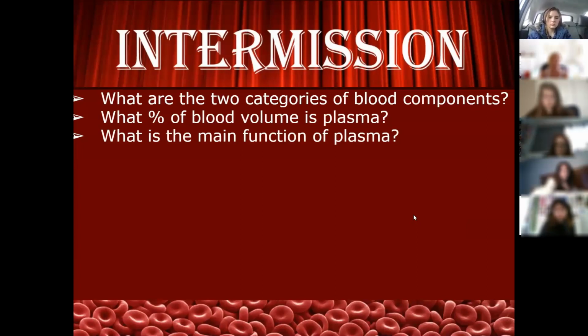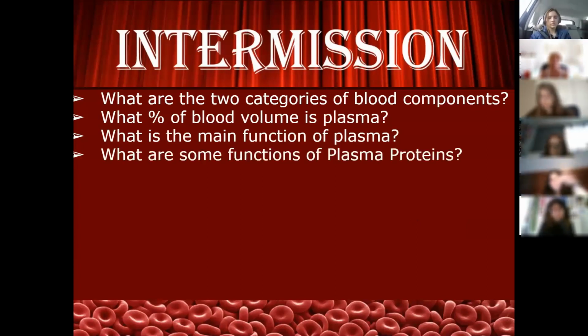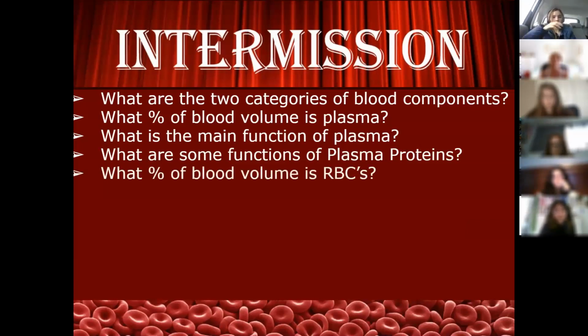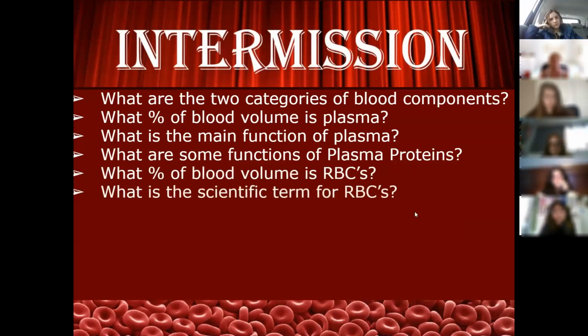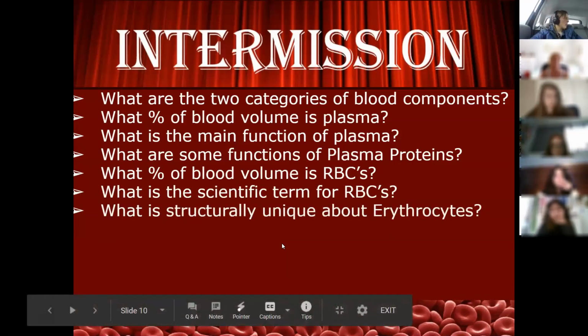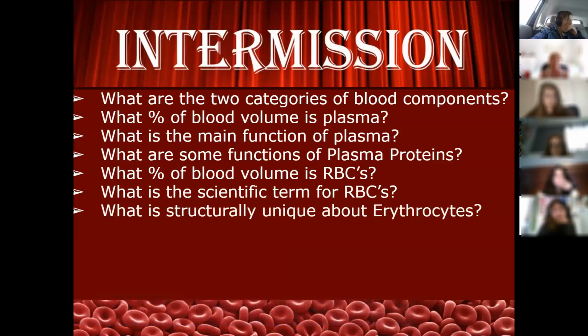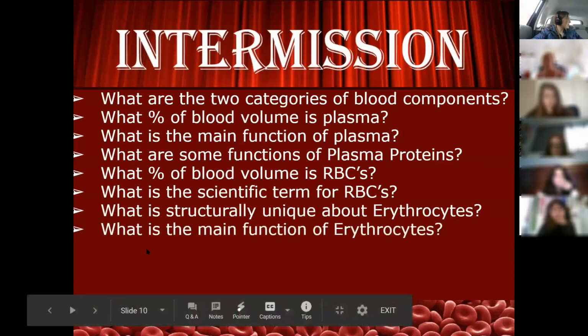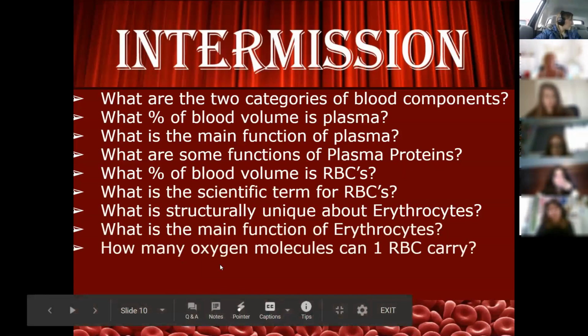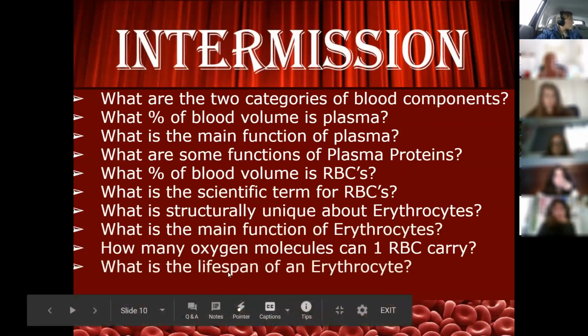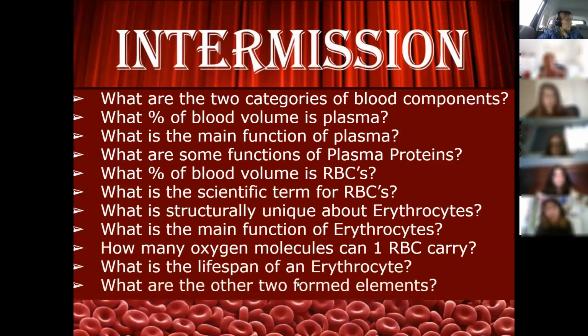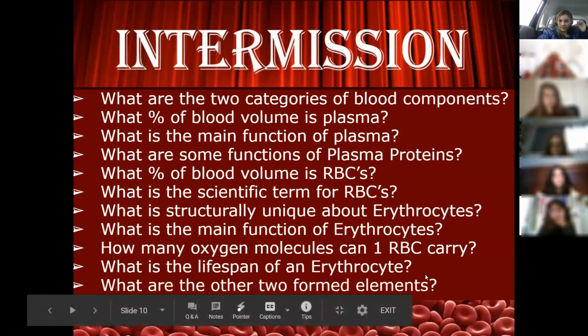What is the main function of plasma? What are some functions of plasma proteins? What percent of blood volume is red blood cells? What is the scientific term for red blood cells? What is structurally unique about erythrocytes? What is the main function of erythrocytes? How many oxygen molecules can one red blood cell carry? And what is the lifespan of erythrocytes? I think that's my last question. Nope, one more. What are the other two formed elements?